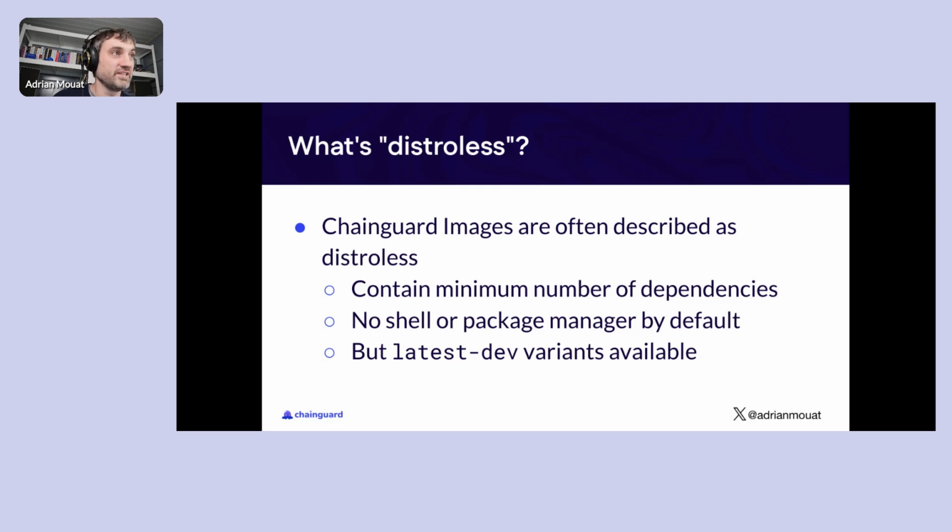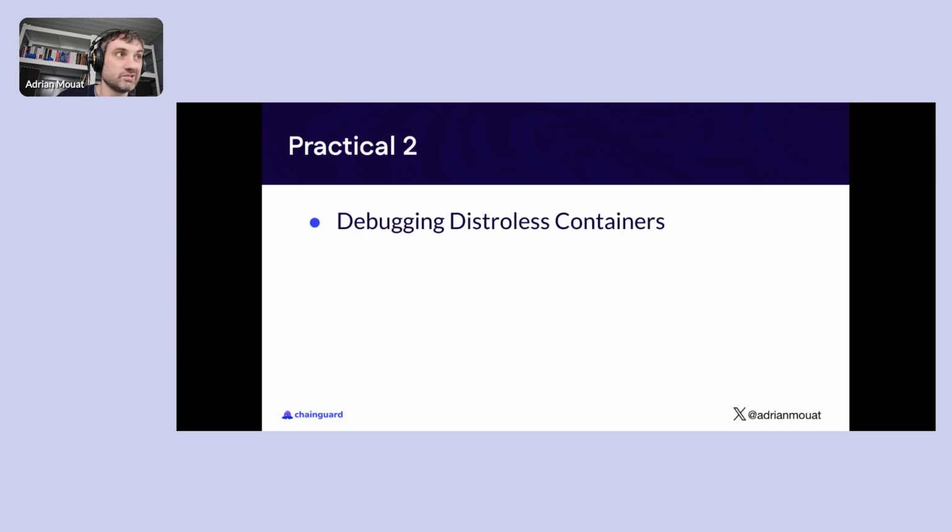Distroless, I can't remember if I mentioned that before, but Chainguard images are often described as distroless. So like our static image, but also like our runtime images, like a JRE image, are designed to contain the minimum number of dependencies required for the application. They don't even have a shell or package manager by default. And that's what you mean by distroless. There are, however, latest-dev versions of most of our images, which do include a package manager and shell. Which brings us on to debugging, that I'm going to move through quite quickly.